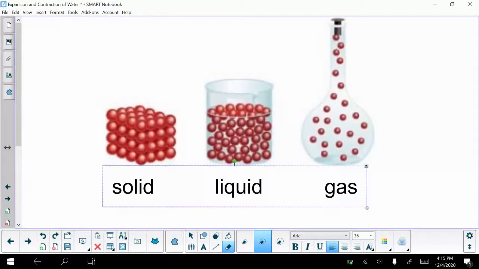In liquids, the molecules are moving a bit more and are a bit farther apart. In gases, the molecules are moving much more than in the previous two states and are taking up a lot of space. However, water molecules are an exception to this rule.